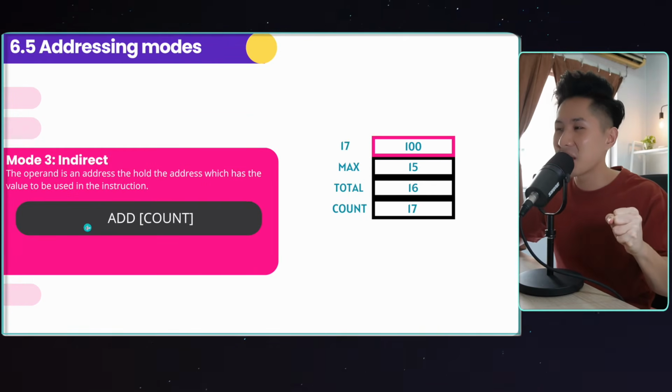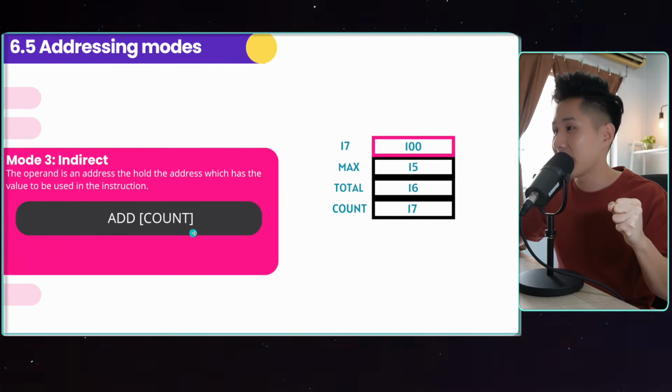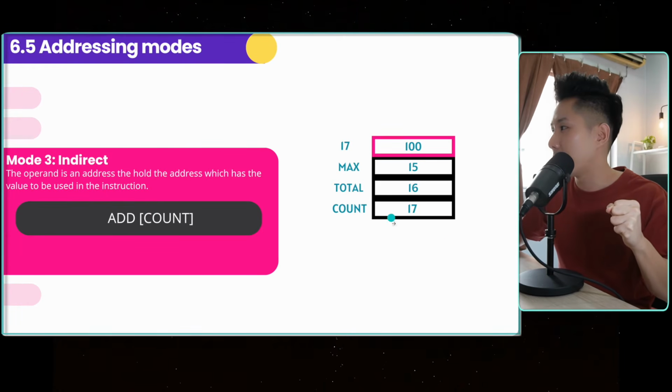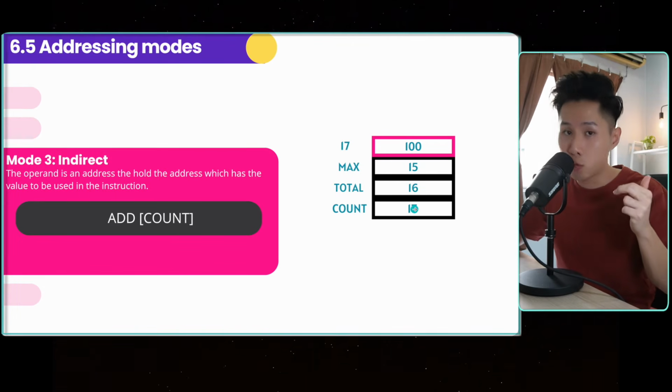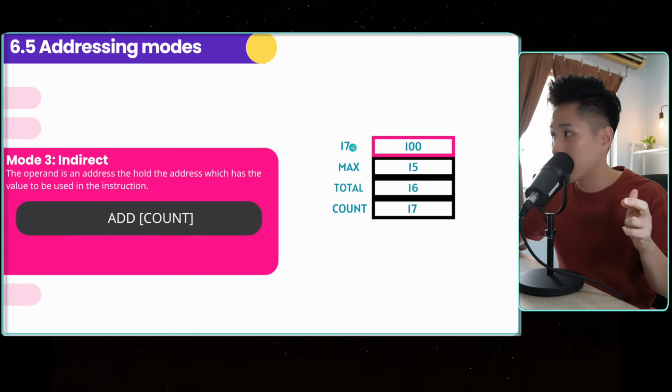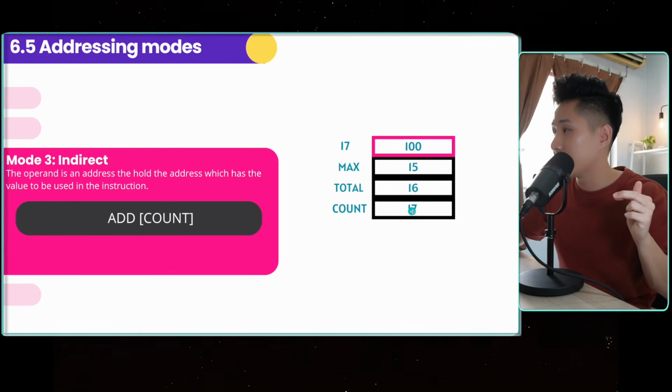Indirect addressing is even more complicated. Look, for indirect addressing, you have a square bracket. So instead of saying, I want to add whatever is inside count, add 17, it's saying that whatever is inside count, 17 here, is the address that we want to find our value in. So count contains 17. So this is the address we look up.